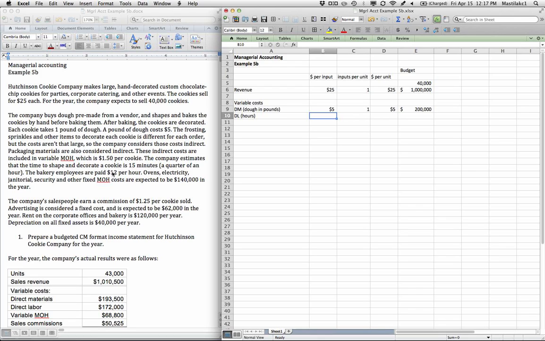Direct labor, we know that our direct labor is supposed to cost $12 per hour, and we're supposed to use 1/4 of an hour per cookie. So our dollars per cookie is going to be $3 per cookie of direct labor. And so $3 per cookie times our 40,000 units. Our direct labor should cost us $120,000.